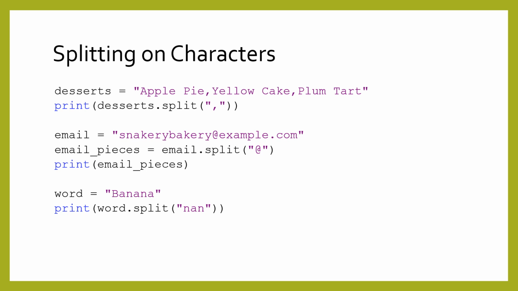Sometimes we want to split on other characters. You can pass a string as an argument to split on a different character. In this example, we split on a comma, at symbol, and the string NaN.